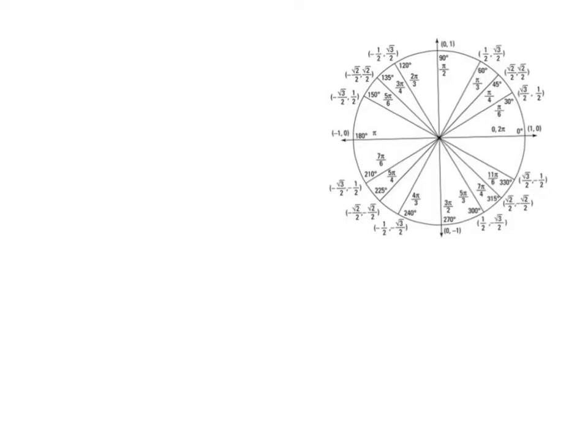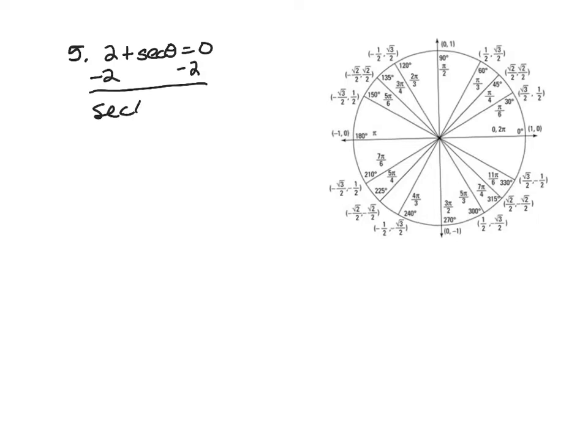Okay, so let's try number 5. 5 has 2 plus secant theta equals 0. I need to isolate secant theta. Secant theta equals -2. Remember that secant is the reciprocal of cosine. So I'm going to change this to cosine and then flip it to the reciprocal. The sign stays the same.